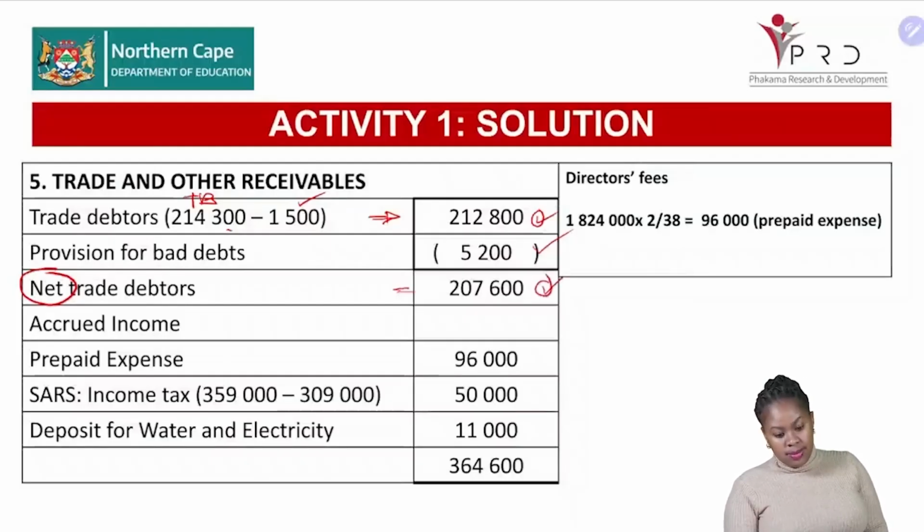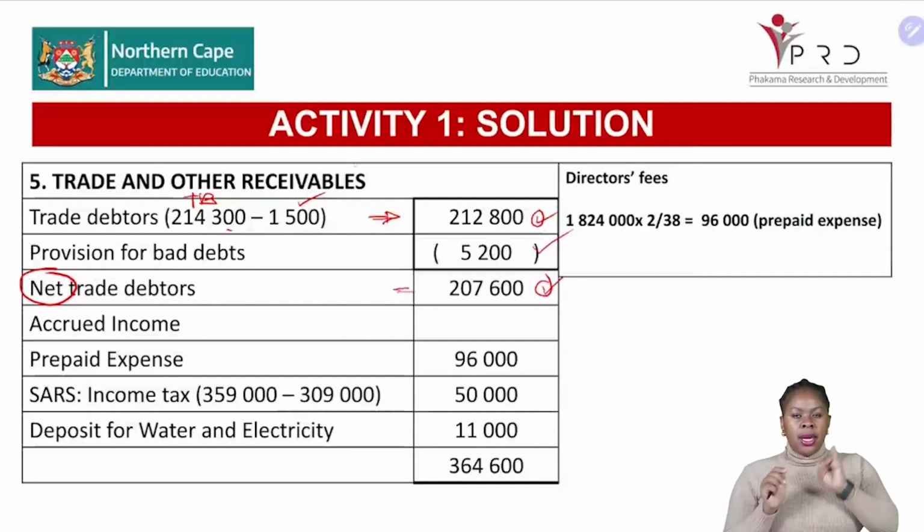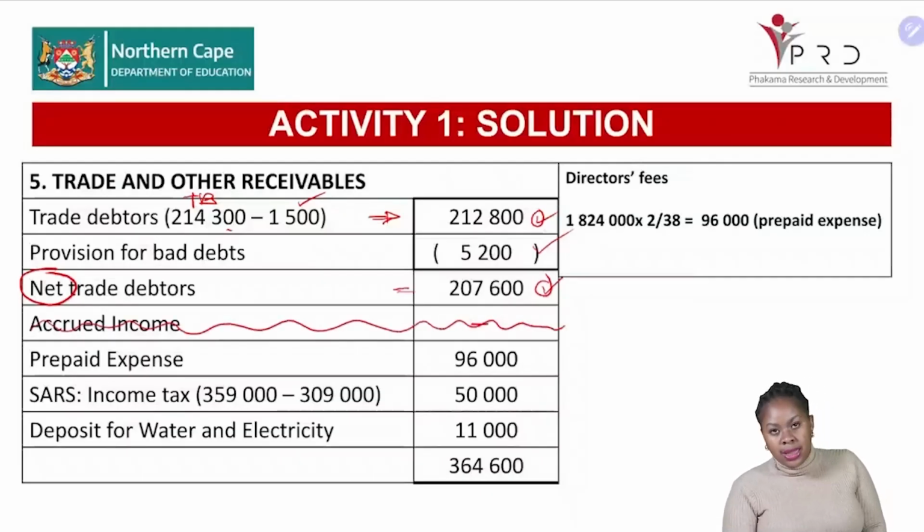207,600. No problems there. Then I know that in my trade and other receivables, there are must-be's that I need to look at. Must be, it's normally accrued income. I need to check: do I have an accrued income in this type of transaction? In this activity, no, there was no accrued income. So then you don't even have to write it in the first place. I just wrote it here to explain that concept. Okay. Then we've got the prepaid expense. Now the prepaid expense is our directors' fees.